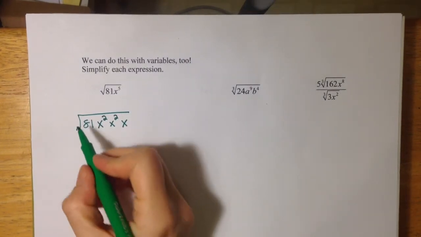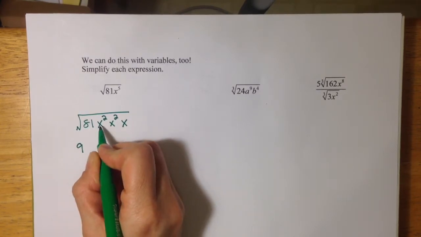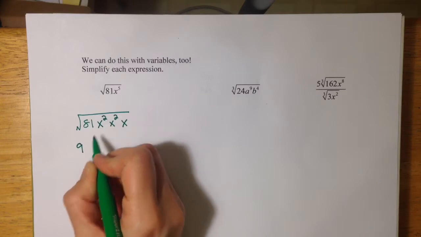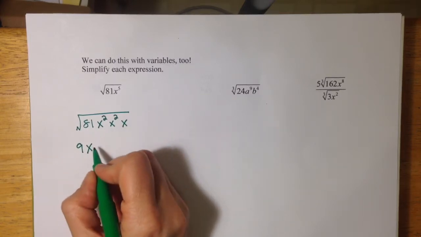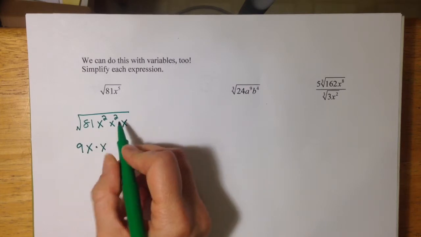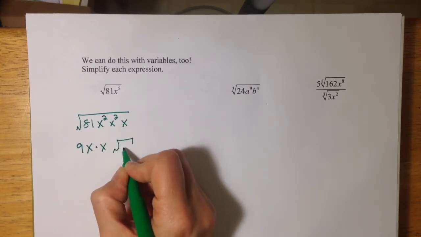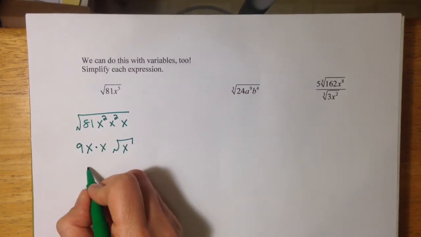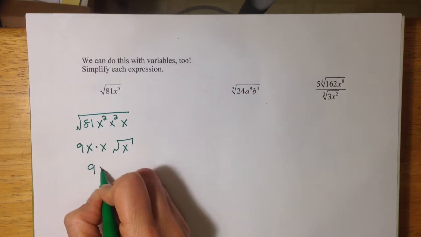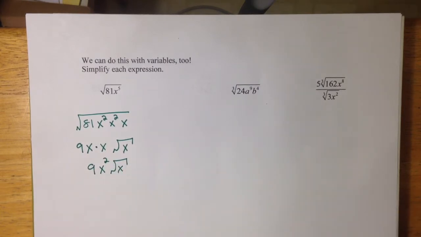Now we can see that the square root of 81 is 9, the square root of x squared is just x, and the square root of this x squared is also just x, but this x is stuck on the inside. So I have a square root of x left over. I can simplify this down a little bit more by writing it as 9x squared times the square root of x.